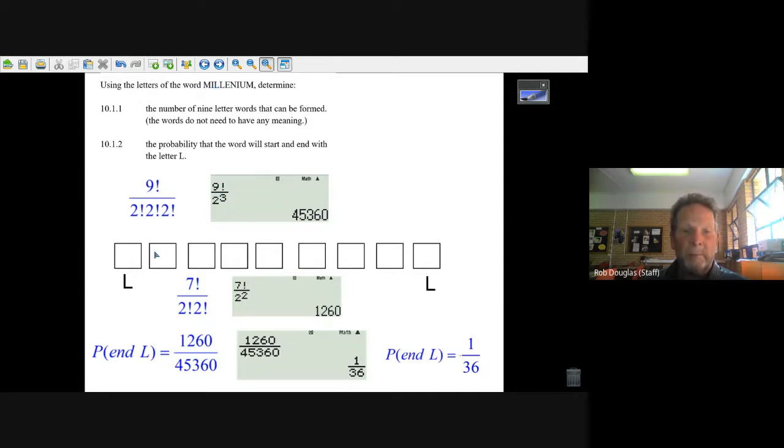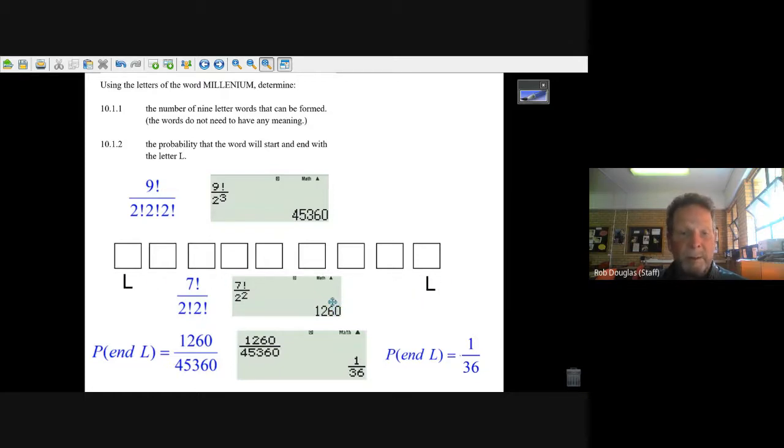So from 9 letters, there's not 11. From 9 letters, now there's only 7. So that's why it's 7 factorial in here. But there's 2 M's and 2 I's, so it's 2 factorial in the bottom. 7 factorial over 2 squared is 1260. So there's 1,260 ways to arrange the letters with L's at the ends.